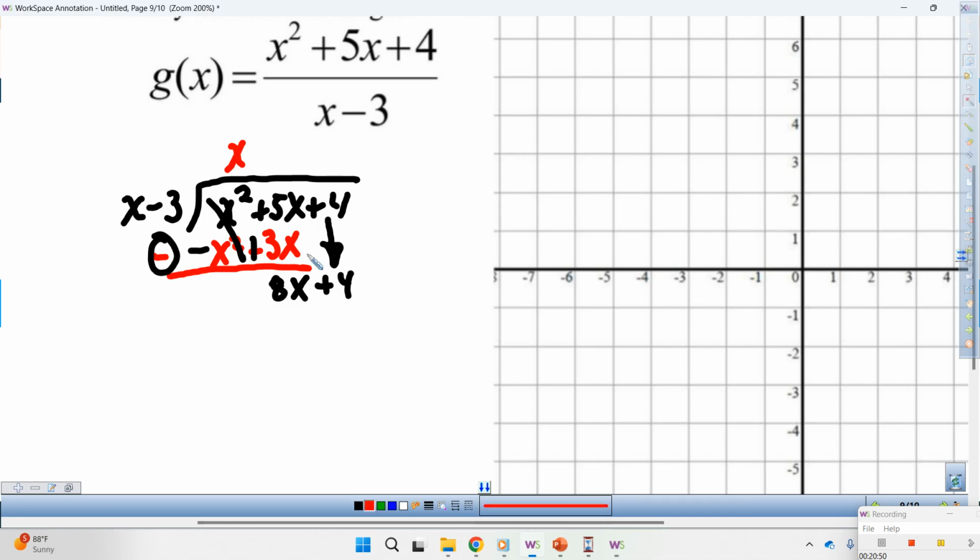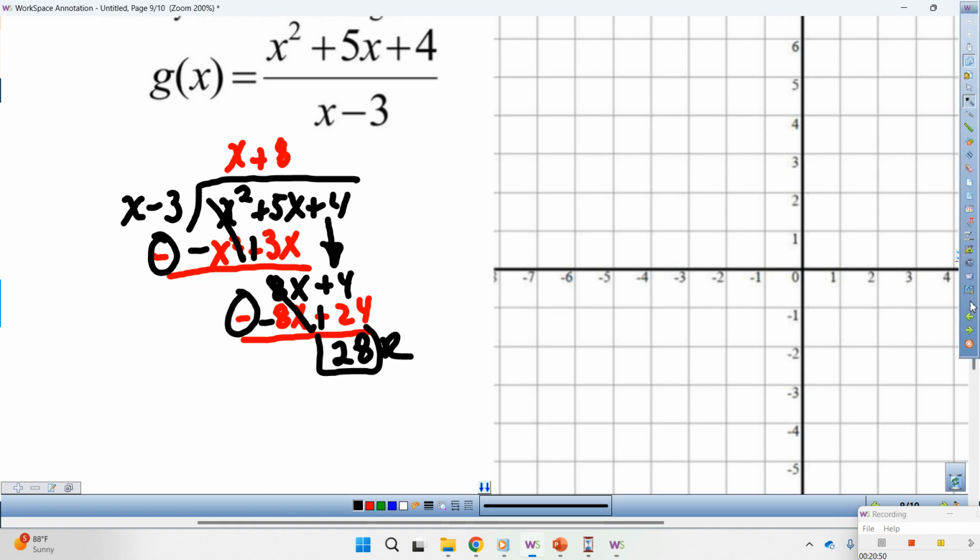From there, what times x gives us 8x? Positive 8. 8 times x is 8x. 8 times -3 is -24. Subtract. Distribute that here and here. So this cancels. That leaves us with 28. That's our remainder. Hands if you got that? All right.